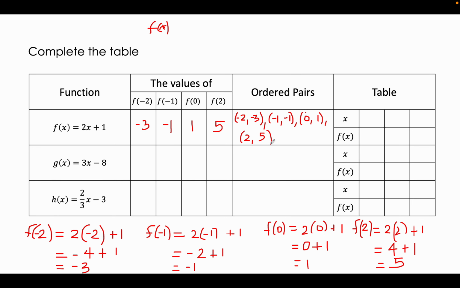That's it. Then, in tabular form: if x is negative 2, negative 1, and then 0, and 2, then we have negative 3, negative 1, 1, and 5. Simple as that.